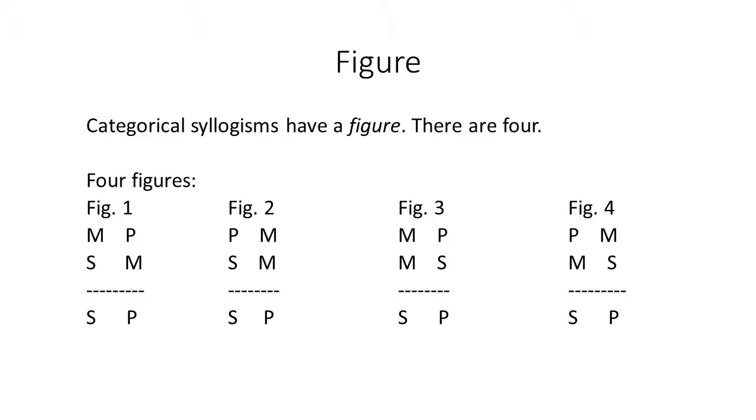Okay, so in addition to having a mood, each categorical syllogism also has a figure. So there are four figures.